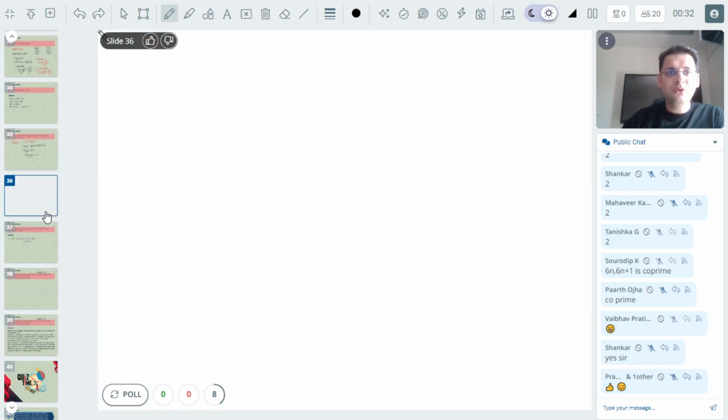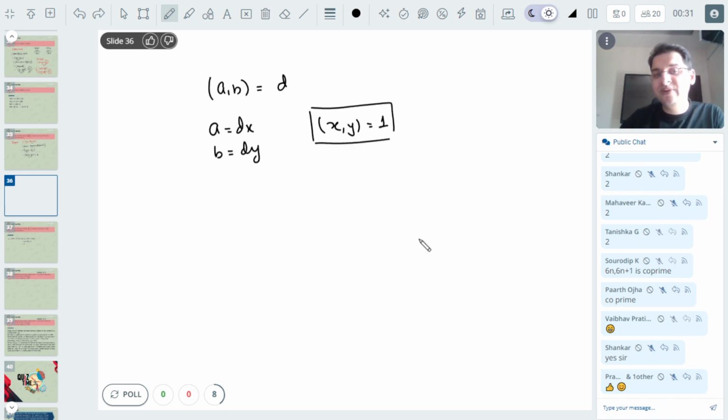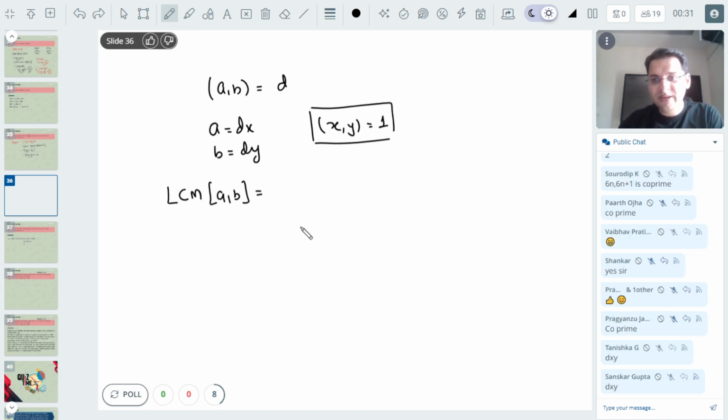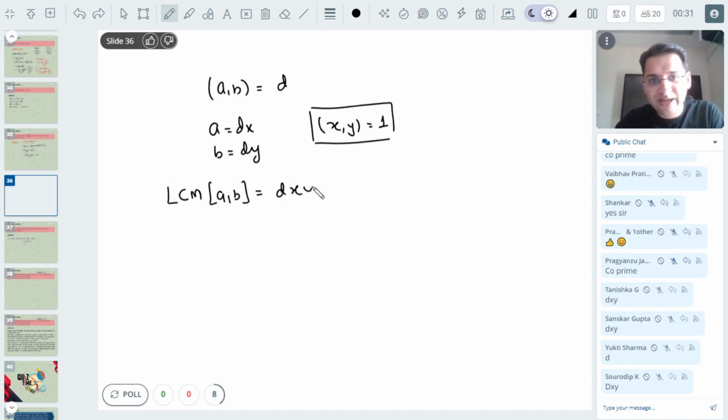So if the two numbers, let's say A and B, have a GCD D, then clearly A is dx, B is dy. The important condition, which is not to be overlooked, is that GCD of x and y is 1. Now, on the chart, can anyone tell me what is going to be LCM of A and B? What is going to be LCM of A and B? It is going to be dxy.